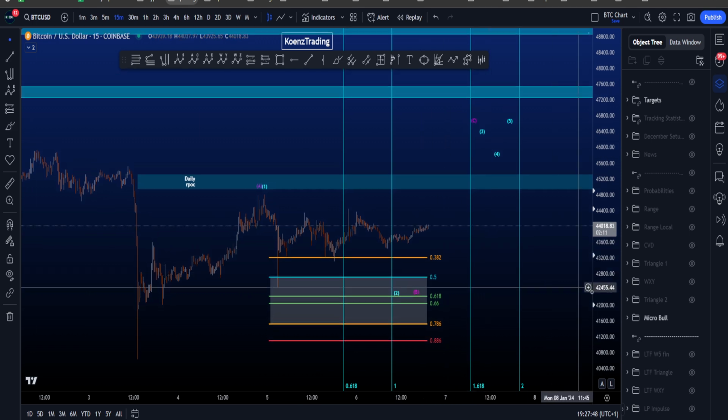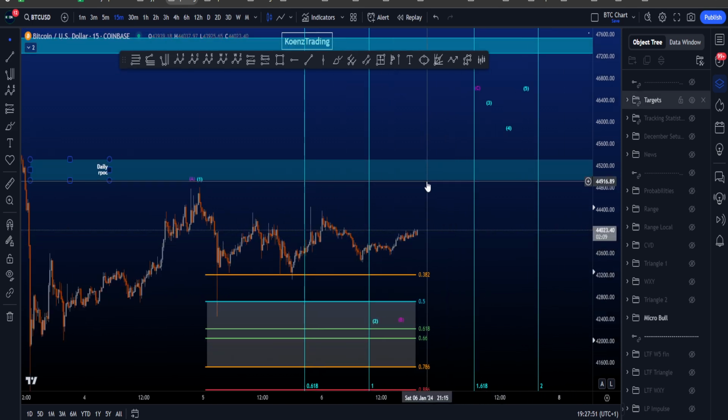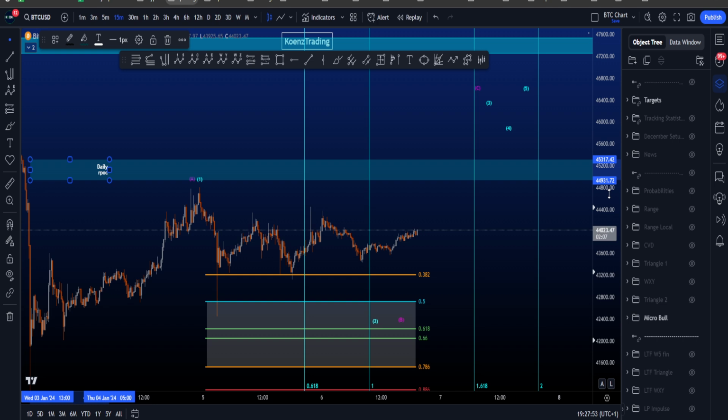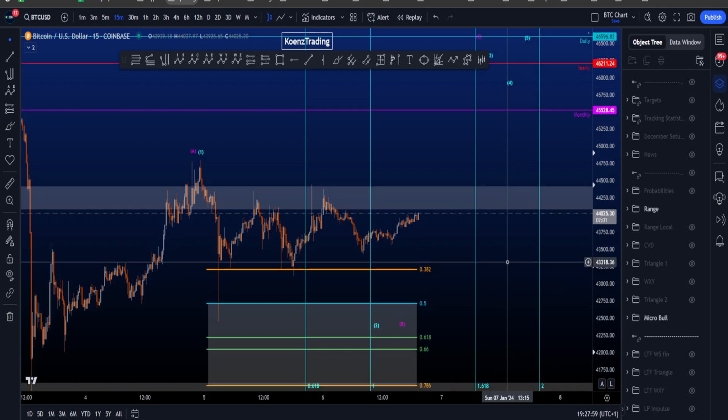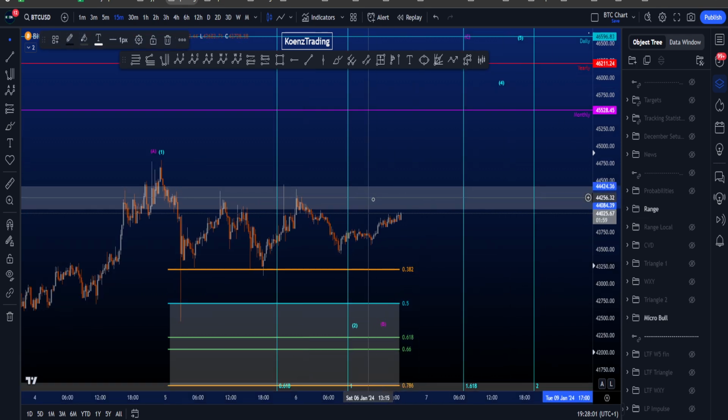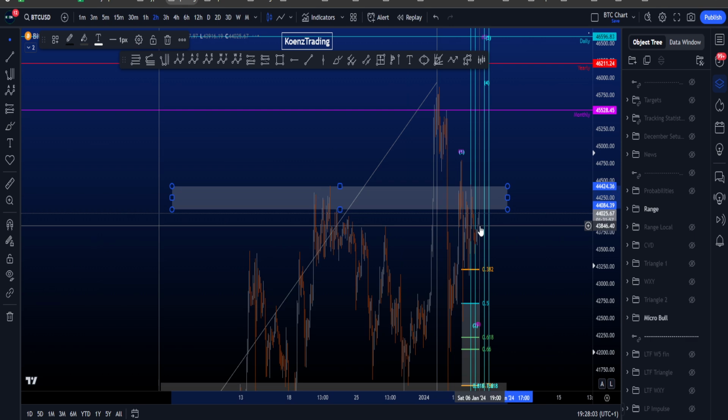Now you can see that above price, we do have some resistance. We have the blue box here between 44.9K and 45.3K. However, as mentioned in previous videos as well, we also have this range, with the white box being the higher end of this range over here.